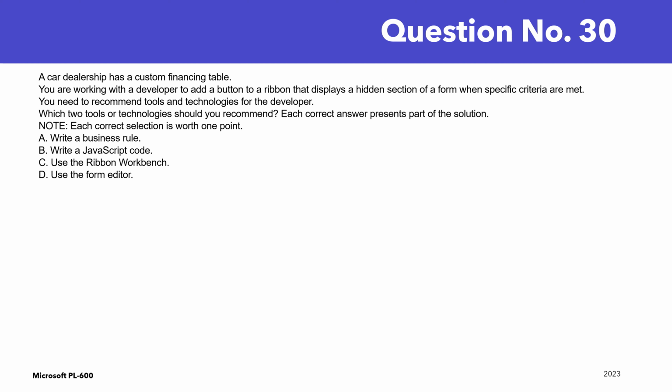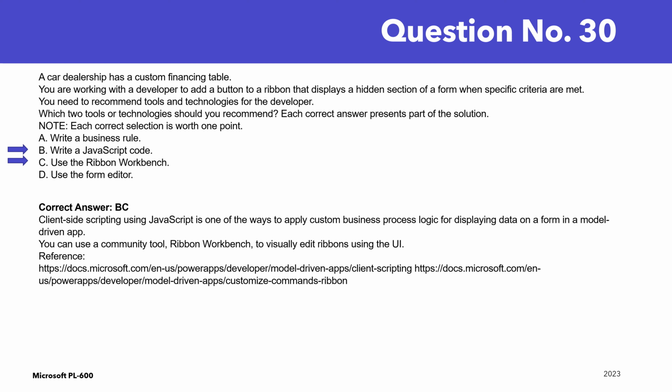A. Write a business rule. B. Write JavaScript code. C. Use the Ribbon Workbench. D. Use the form editor. Correct answer: B, C.